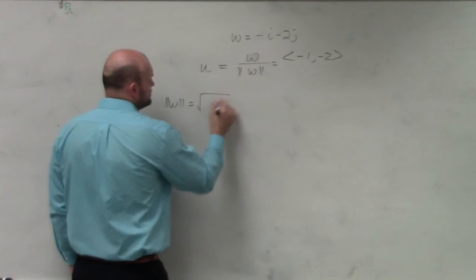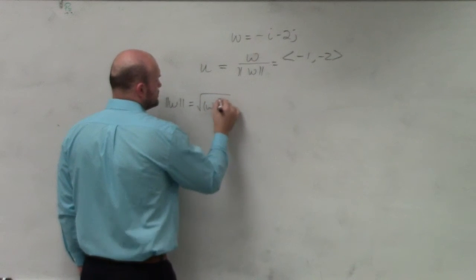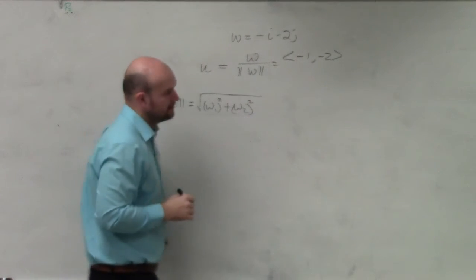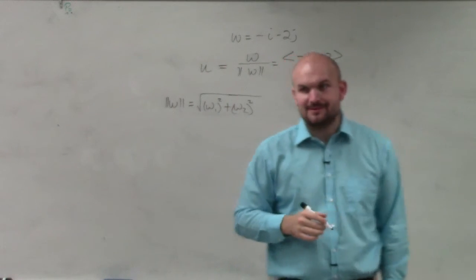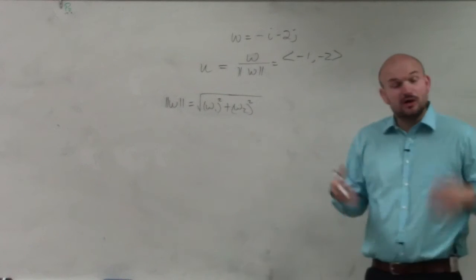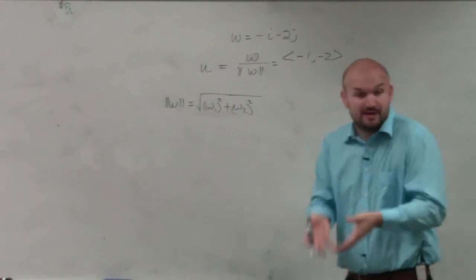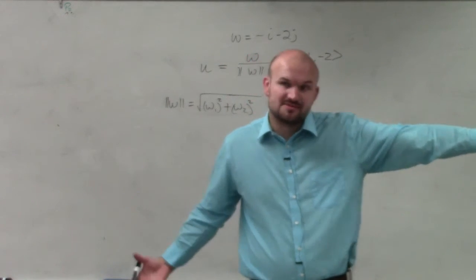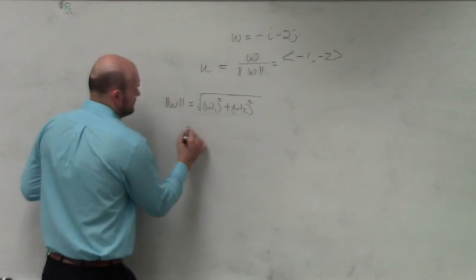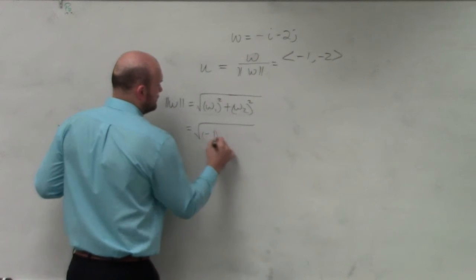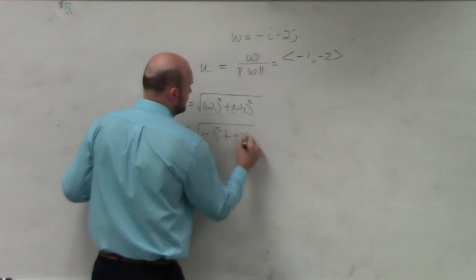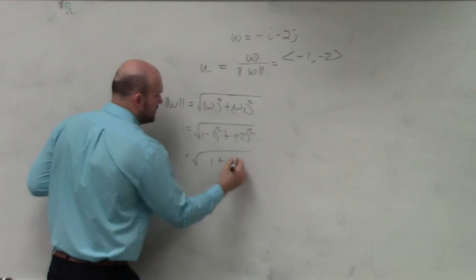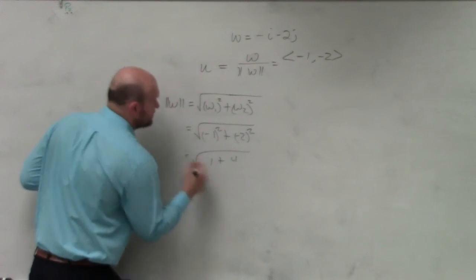is going to equal w1 squared plus w2 squared. Right? W2, so that's correct. So it's really first component squared plus second component squared, which, again, I will remind you, is the same thing as the Pythagorean theorem, right? That's what's so nice about it. So I have -1 squared plus -2 squared. 1 squared is 1, plus 2 squared is 4. So I'm left with the square root of 5.